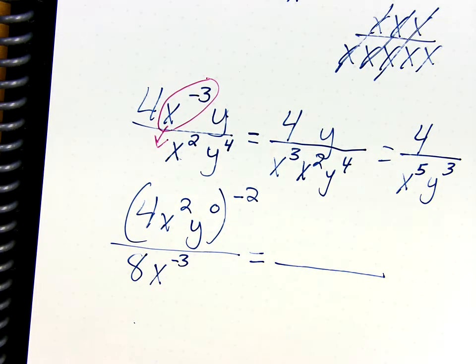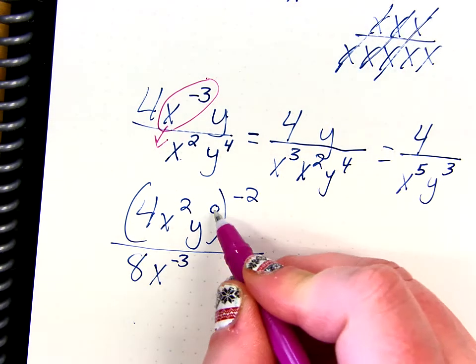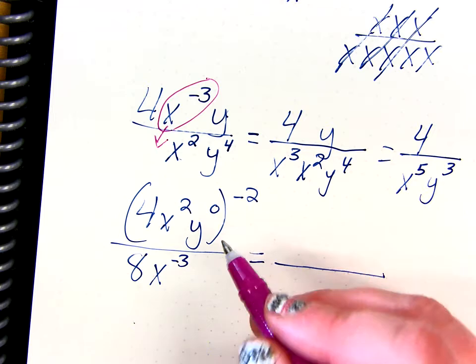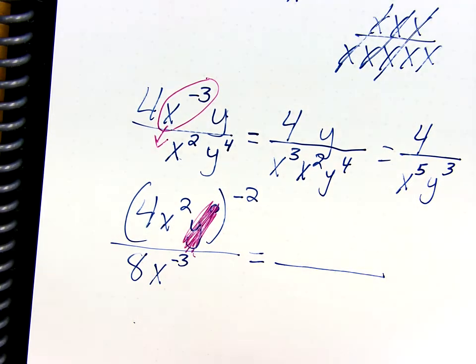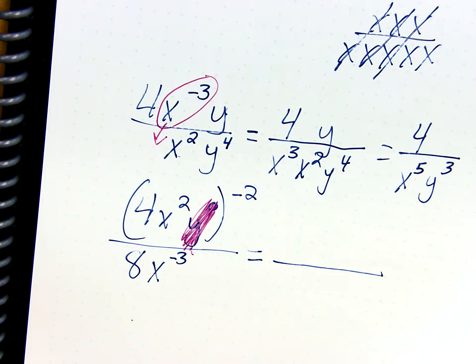The one thing that jumps out at me personally is that y to the 0. What's y to the 0? What do I do with that? Those are just ones, right? Anything to the 0 power is 1. So I can ignore this. And now my life just got so much easier because I don't have y's at all.